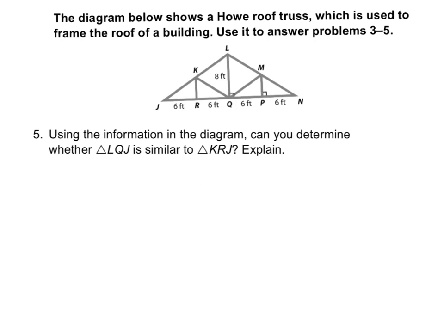All right, number 5's on here, so we'll try and figure out 5 as well. 5 wants to know, is it possible, can you tell if triangle LQJ is similar to KRJ? So I'm going to trace over those. LQJ. Then I'm going to trace over RKJ.